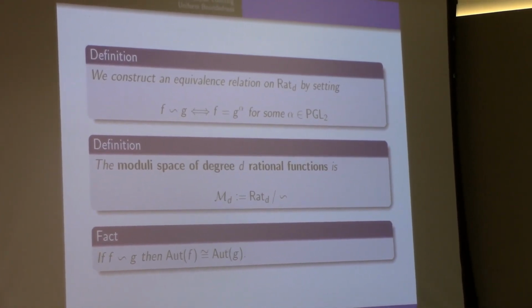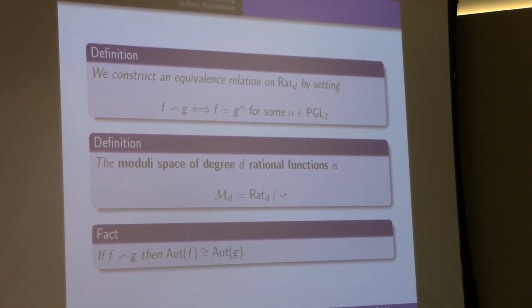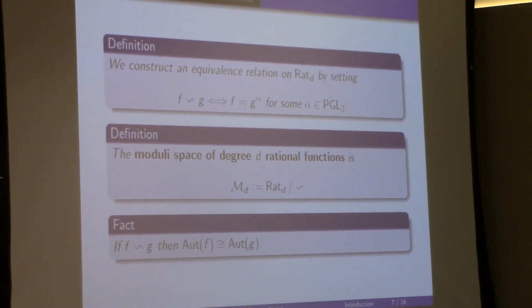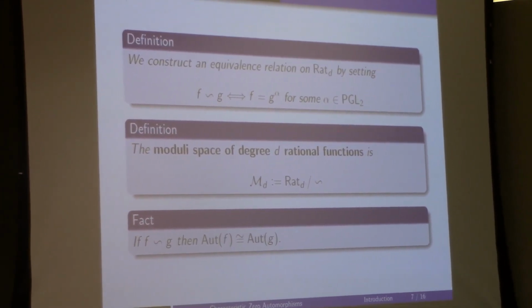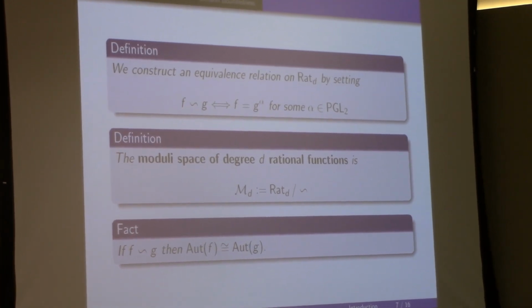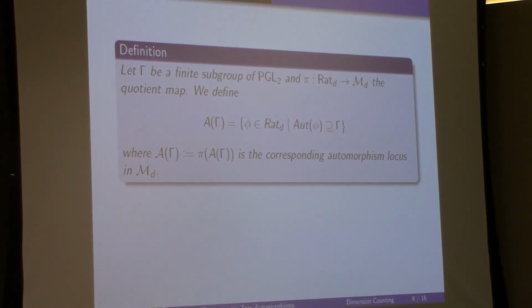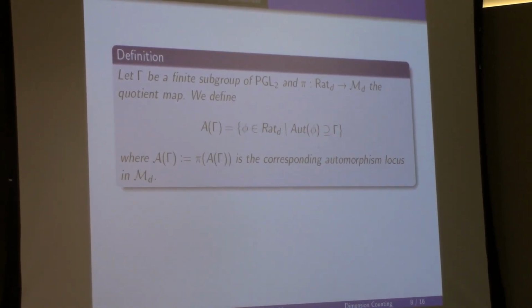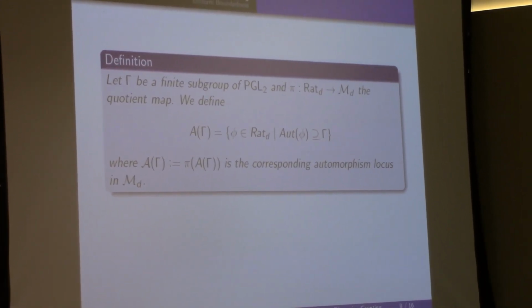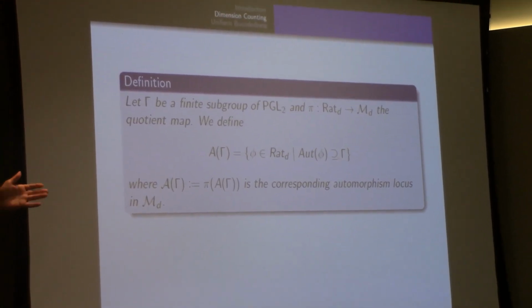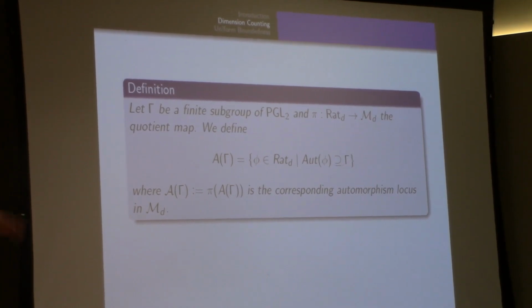No, that's totally fine. So again, if F and G are in the same equivalence class, because their dynamical properties are preserved, they essentially have the same automorphism group. They're going to be isomorphic automorphism groups. So consider we fix a particular subgroup of PGL2 and call it gamma, and we have the quotient map which takes a particular element in RAD-D and sends it down to MD.